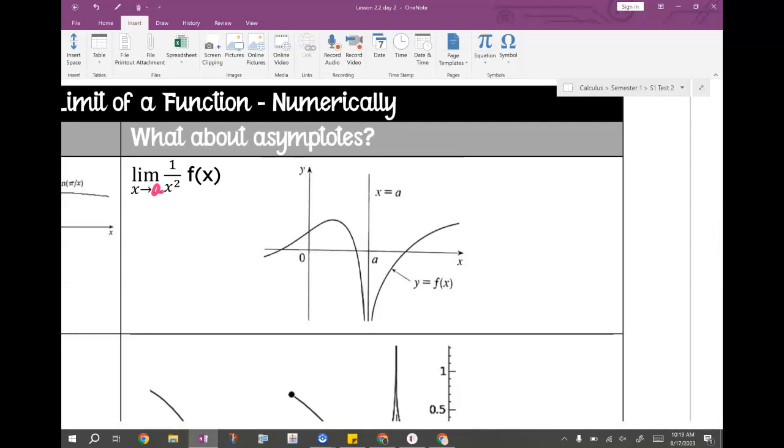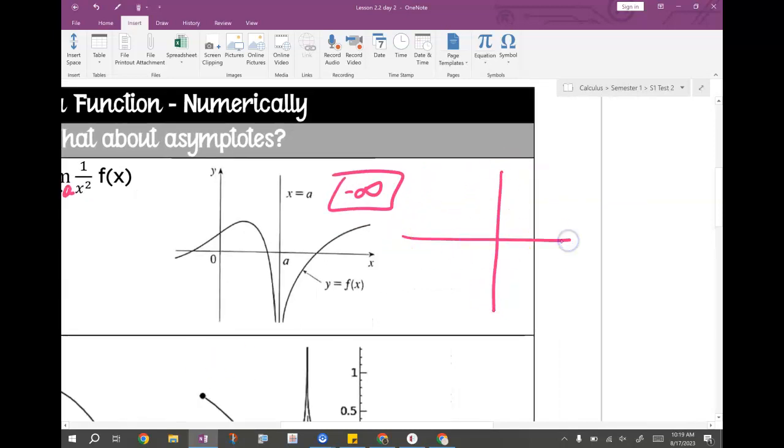As you're looking at the asymptote here, notice that as you're coming in from the left, you are going to negative infinity. As you're coming in from the right, you are also going to negative infinity. Since they are both trending towards negative infinity, that would be a limit of negative infinity.